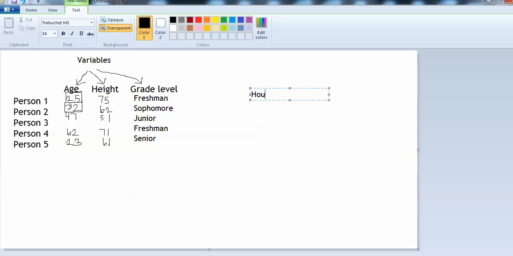So now we're recording data from houses again. Maybe we want to record the price of each house, the size of each house in square feet, and maybe, what's another thing we could record? The number of bedrooms.